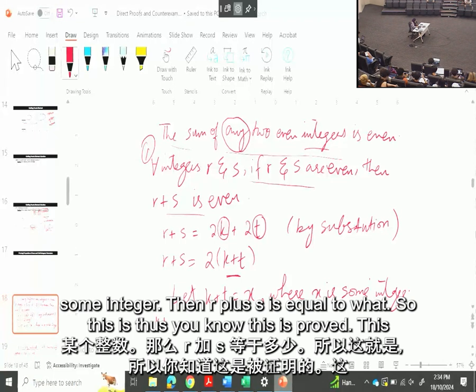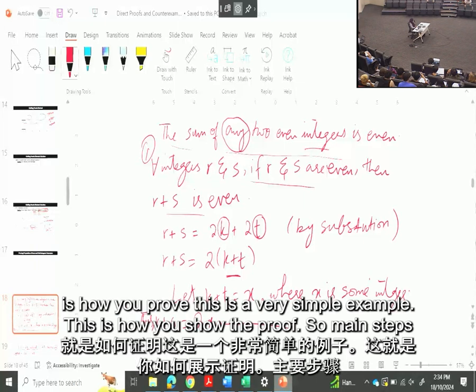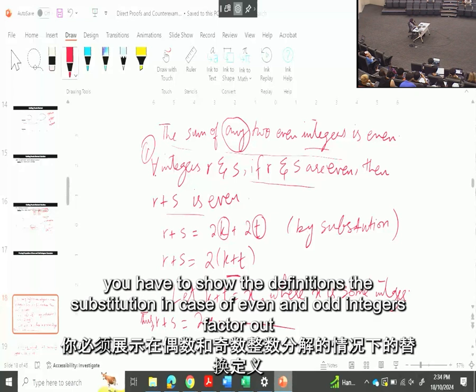Then r plus s is equal to what? Okay. So this is thus, this is proved. This is how you prove. This is a very simple example. This is how you show the proof. So main steps you have to show.